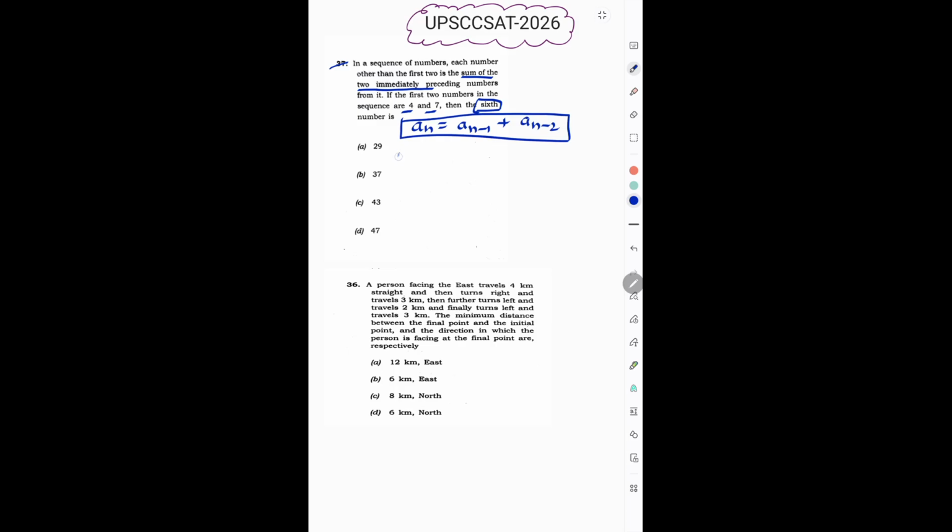So here we observe the first term is given, 4, and the second term is also given, that is 7. The third term is the sum of the two preceding numbers, 4 and 7, which is 11. The fourth term is 11 plus 7, which is 18, and the fifth term is 18 plus 11, that is 29. The sixth term is 29 plus 18, which is equal to 47. The answer is D.